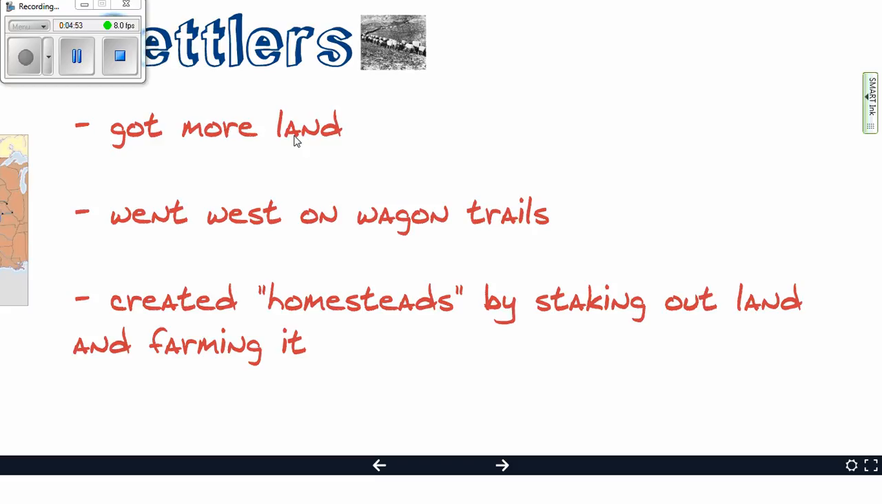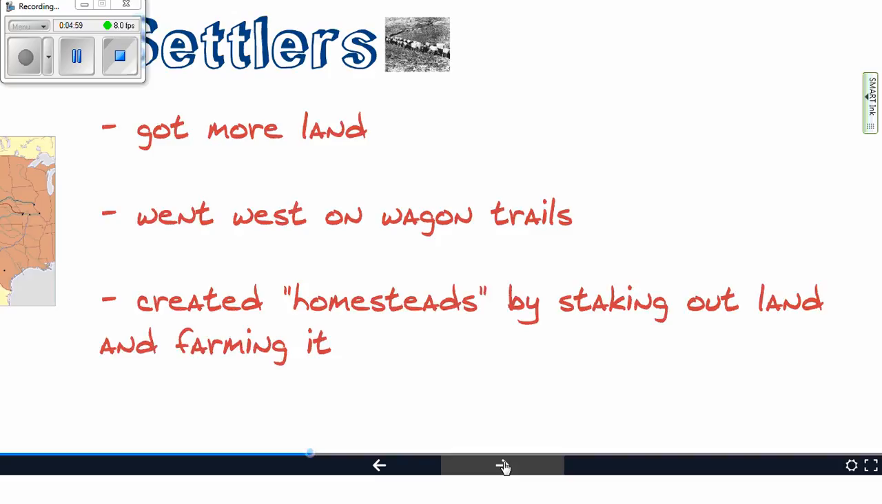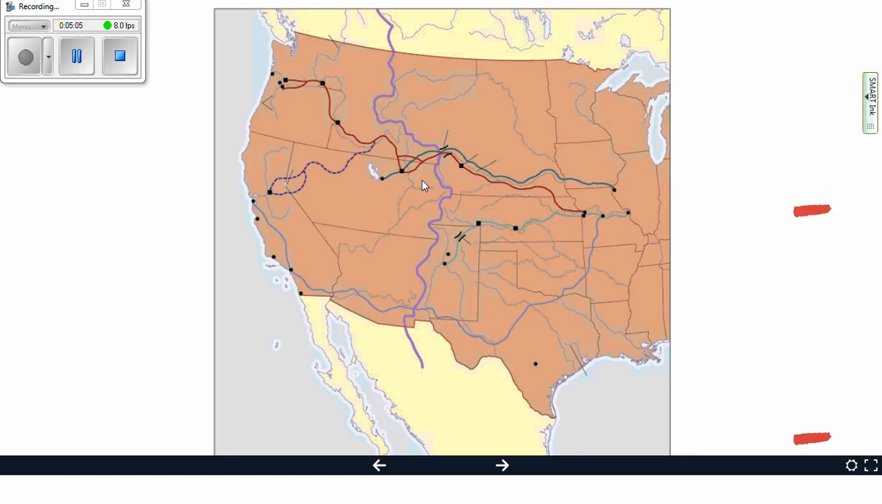They went west on these wagon trails. You can see this in the map here, a map of some famous wagon trails, this one being the Oregon Trail that classic education game is named after. So there were certain ways that you went. It's not like it was a paved road. It's just a path that you followed.